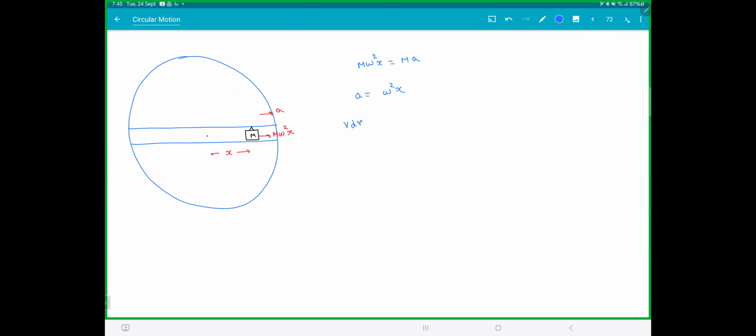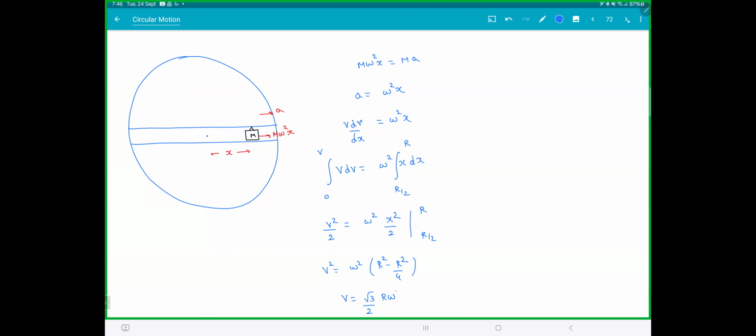A is v dv by dx, which is omega square x. So we get v dv is omega square x dx. Then integrate. Limits will go from 0 to v, and this will go from R by 2 to R. This will be v square by 2 is equal to omega square x square by 2. Limits are from R by 2 to R. 2 will cancel. We end up with v square is omega square into R square minus R square by 4. We end up with v is equal to root 3 by 2 R omega.